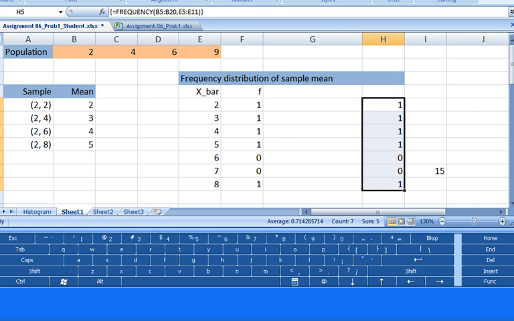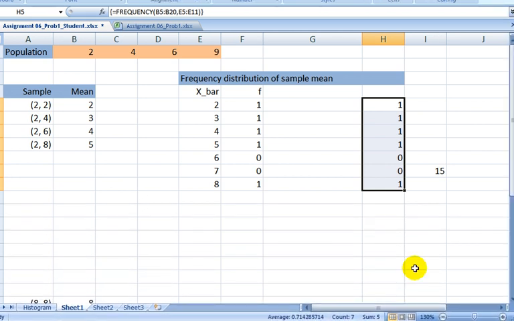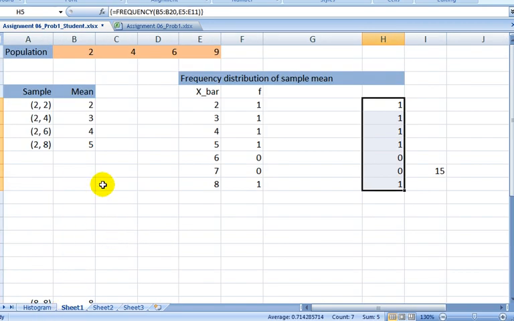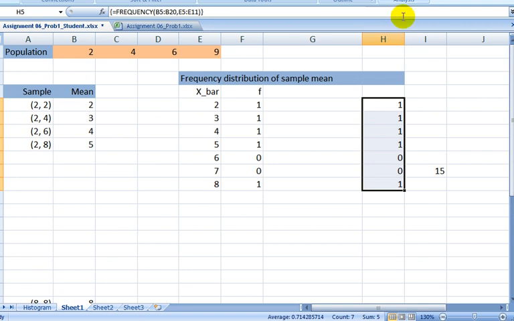Now you will create a histogram based on this, or you can create a histogram basically here. This is what it's going to look like, but I think in the class I demonstrated how to create a histogram. The first thing you need to do is, there's data here. There's a data analysis tool. You may not have this.